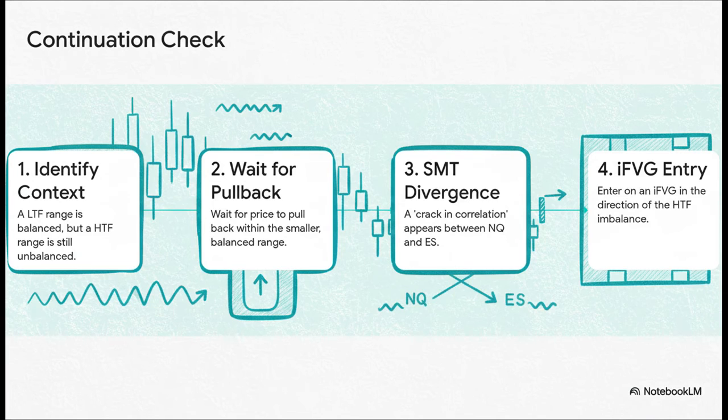Now, the continuation setup is a little different. What you're looking for here is a situation where a small, lower time frame range has balanced itself out, but the big picture, the higher time frame, is still very much unbalanced. So you wait for that little pullback, you look for that SMT divergence to show up, and then you use the iFVG to jump in, but you're trading in the direction of that bigger unresolved trend.